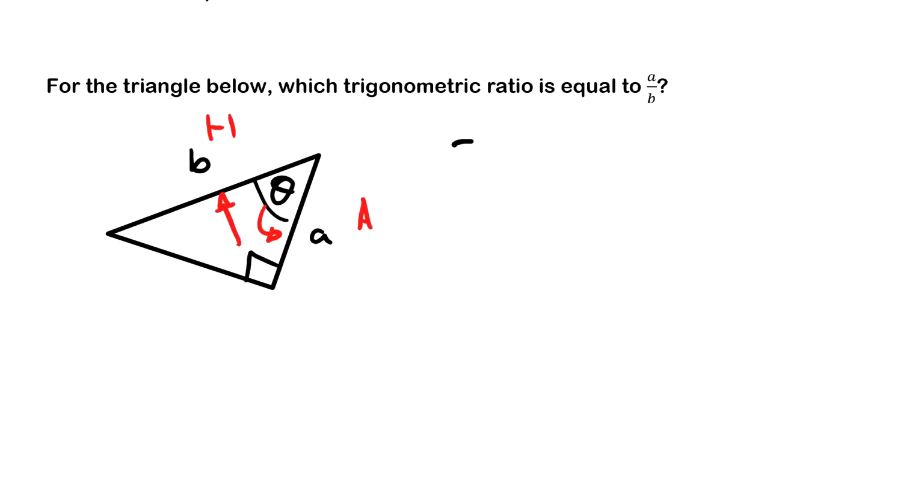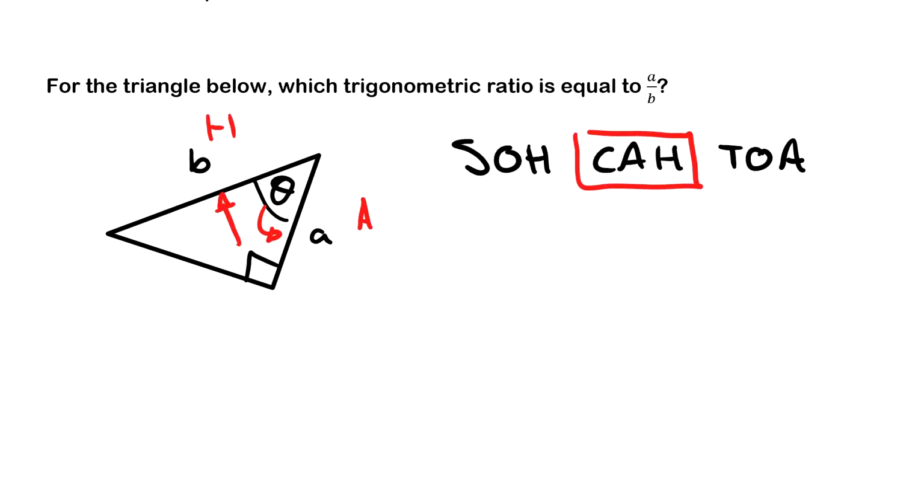Over here, I'm going to write out my SOH CAH TOA. Which one of these three has an A and an H? It looks like it's CAH. Therefore, the trigonometric ratio we're using is cos theta equals A over B, because it's adjacent over hypotenuse.